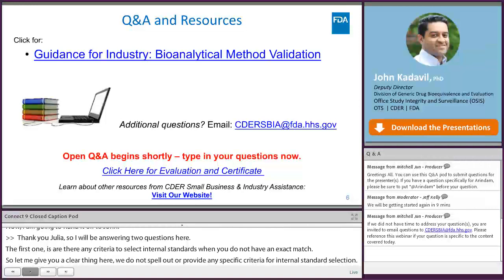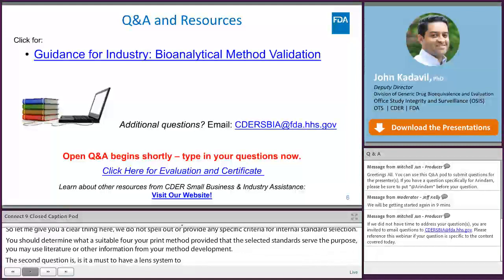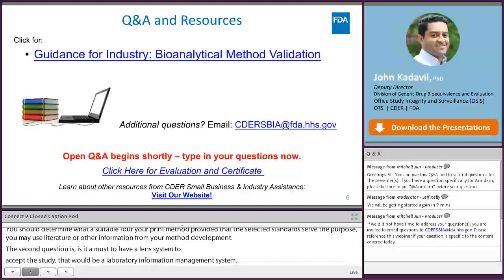And the second question is, is it a must to have a LIMS system in the lab to accept the study? LIMS, spelled L-I-M-S, being a Laboratory Information Management System. LIMS is not required. However, LIMS, we understand, helps track data analysis and data reporting as well as sample tracking. Regardless if you're using a LIMS or something else, you should have a process in place that ensures that you can keep track of your data and provide complete study reconstruction.